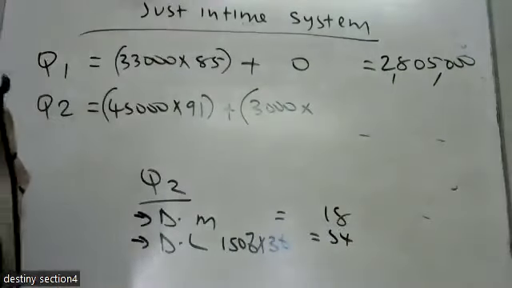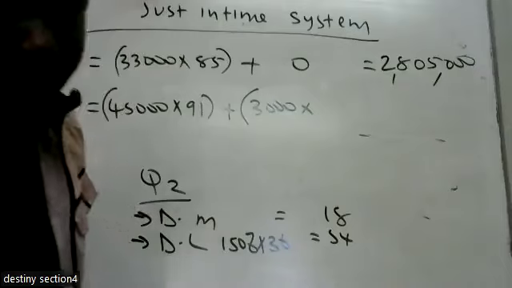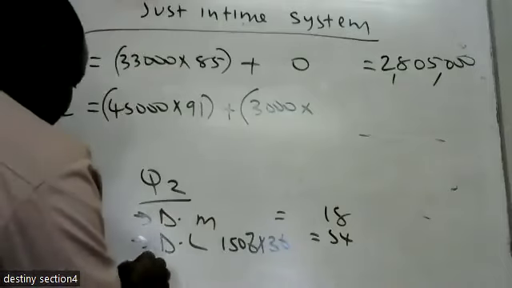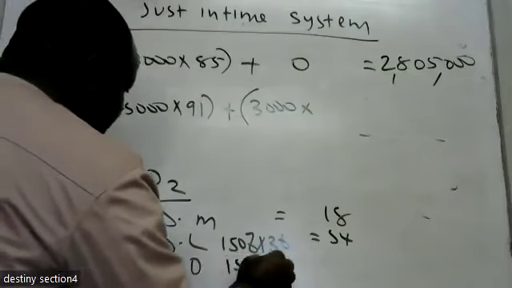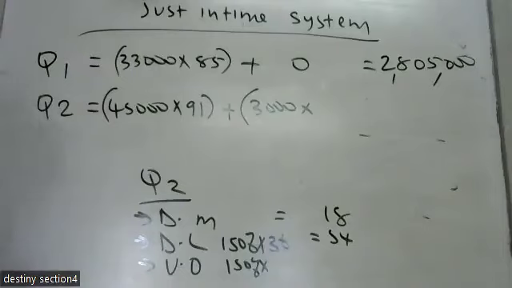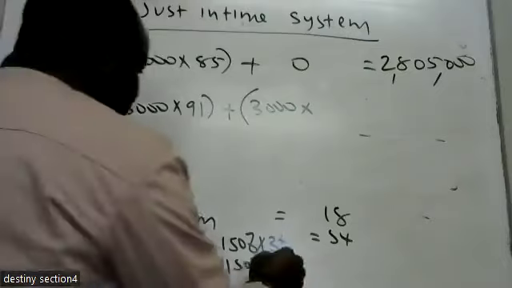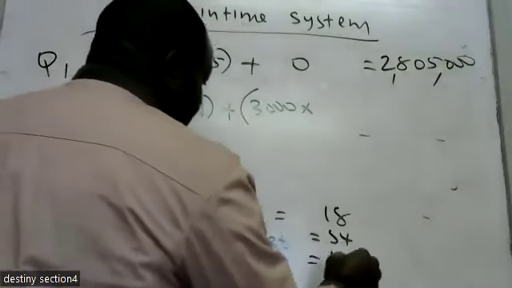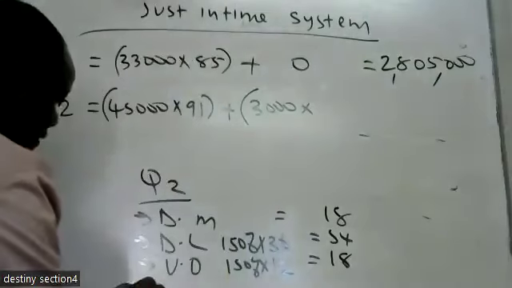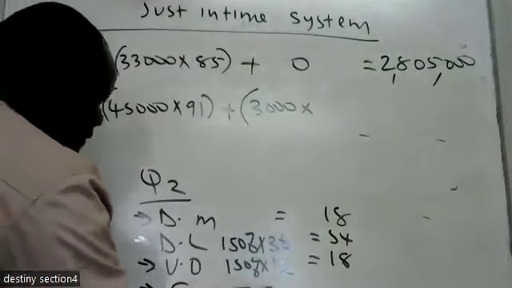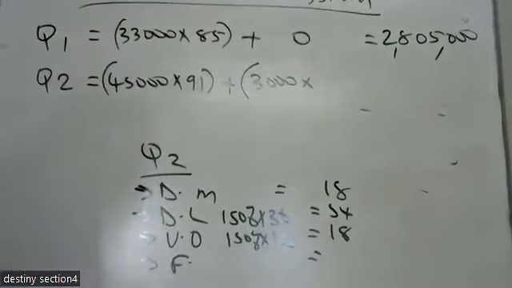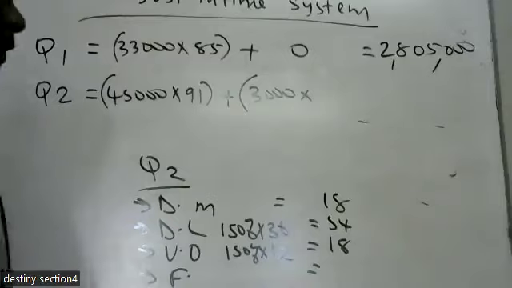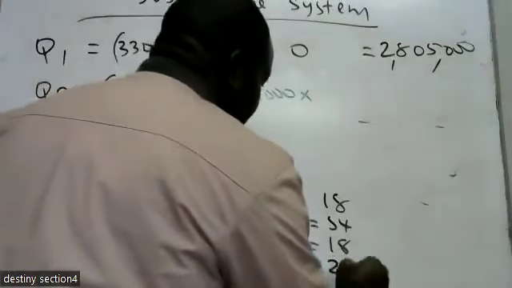The next one is variable overheads. So variable overheads will also go up by 50%. So we get 150% of 12, which is 18. Then fixed costs are not affected. So fixed costs are not affected. It means they will be how much? Yeah, so this one is 20.